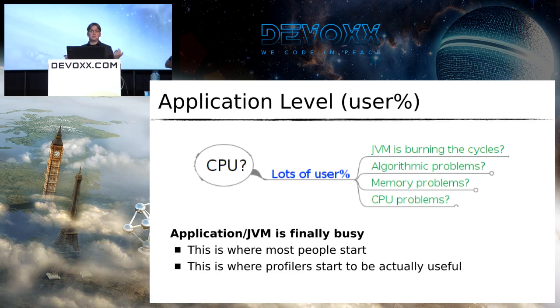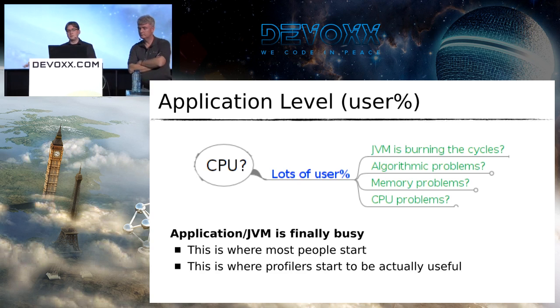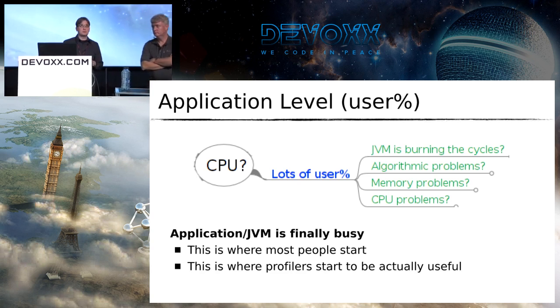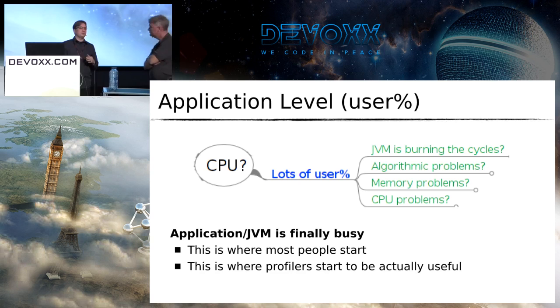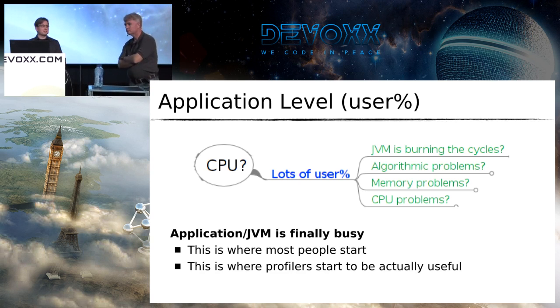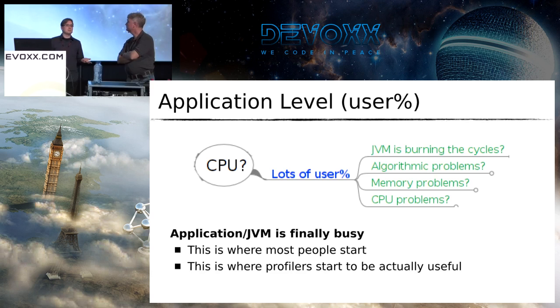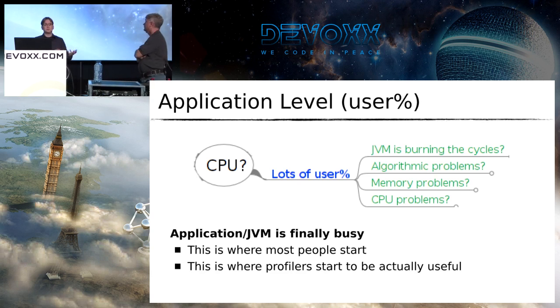First, the JVM itself could burn the cycles. We could have algorithmic problems in our application. We could have memory problems in our application, which is more like a hardware-centric view on the performance, or CPU problems. It's appealing to see that most people start here. When they see a performance problem, they just start the profiler and start to measure performance, while they didn't really check whether the application or JVM is actually busy. If the application or JVM is not busy, it's useless to do the profiling because your problem is elsewhere.